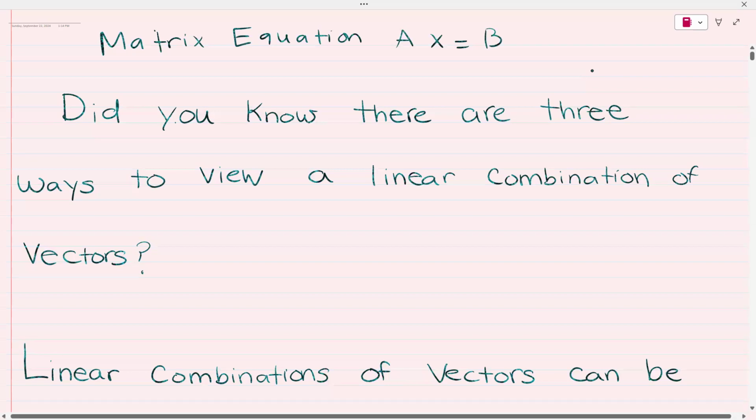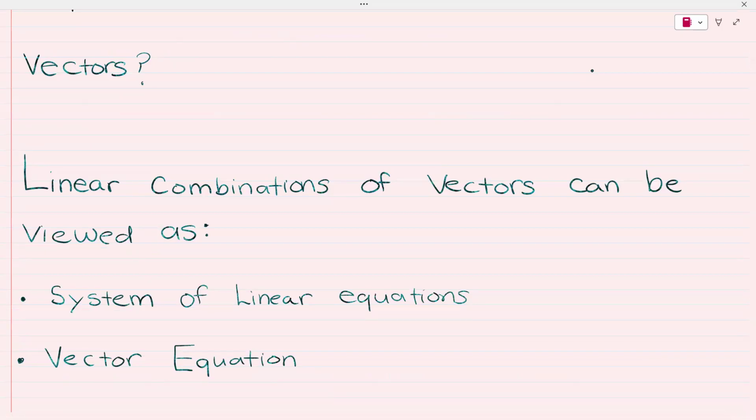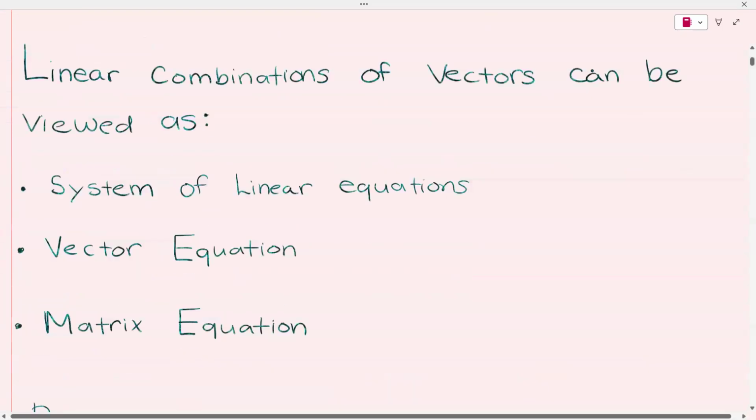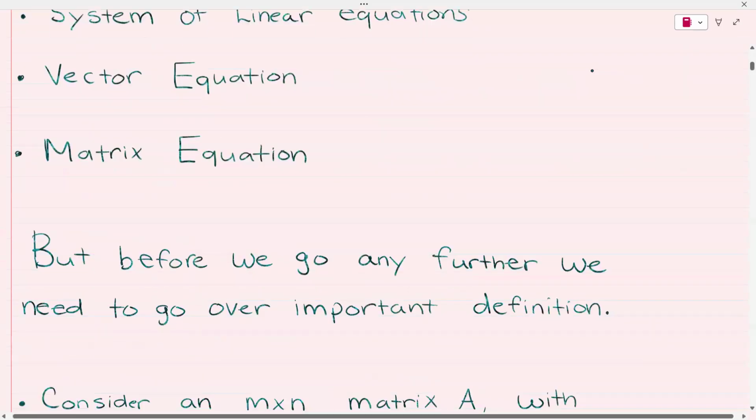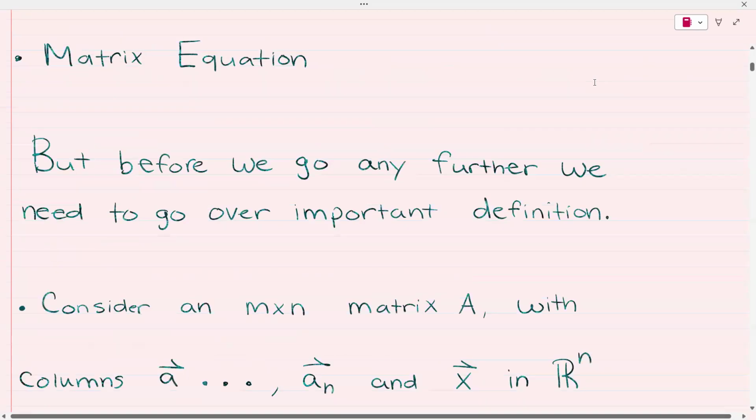Okay, so before we go any further, let me ask you some of these questions. Did you know that there are three ways to view a linear combination of vectors? A linear combination of vectors can be viewed as a system of linear equations, a vector equation, and a matrix equation. But before we go any further, we need to go over some very important definitions.